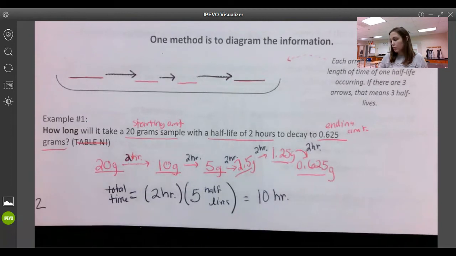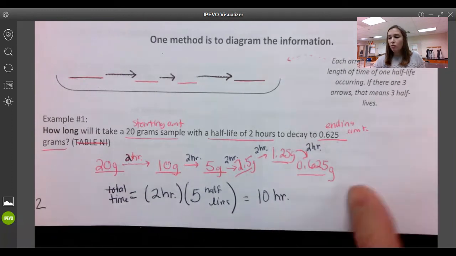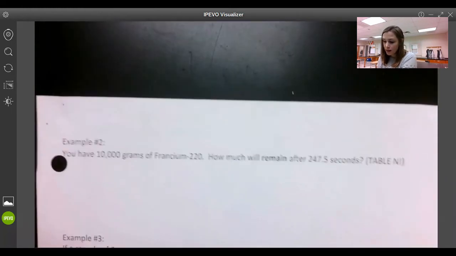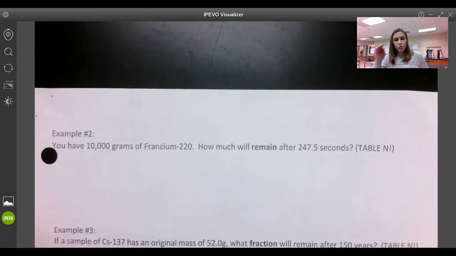These questions, I'm really looking at your answer, but you need to come up with a very consistent method for how you're going to solve the questions for yourself. All right, so let's do another example. And in this case, we're looking at how much is going to remain.